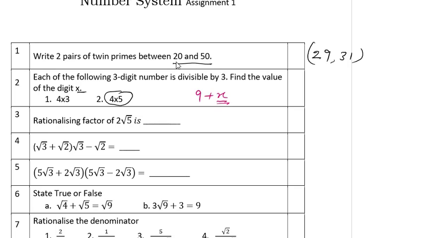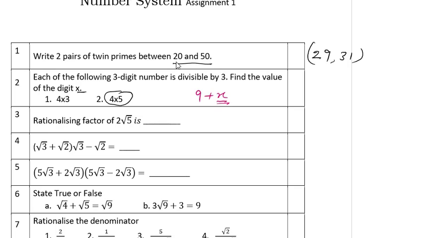So if I take x equal to 0, what is my addition? When x is equal to 0, my addition will be 9. Now 9 is divisible by 3, so therefore 405 will also be divisible by 3, right? So I can get one number as 405. Now if I take x equal to 3, 9 plus 3 is 12, so again it is divisible by 3, so 435 is the next number which is divisible by 3.